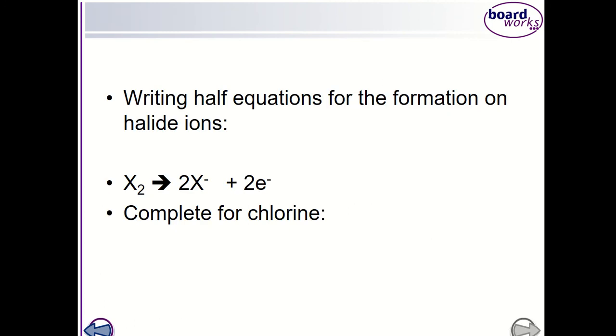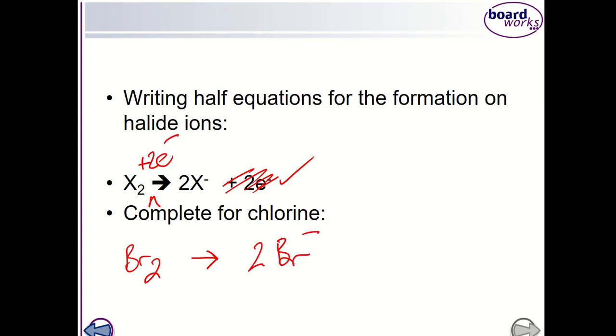So you'll have to be able to write half equations for the formation of the halide ions from the halogens themselves. So I've given you a little general equation just here. You can see it, and I've asked you to complete it for chlorine. So if I completed it for bromine, for example, bromine we know is, of course, diatomic. You should know that pure bromine we always write as Br2. It turns into halide ions, okay, and I've got my electrons on the wrong side there, I've just noticed. I'll change that. Okay, it turns into halide ions, so 2 Br minuses.